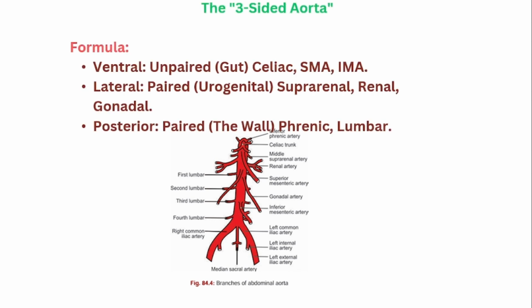What about the 3-sided aorta? It's like a formula or map to memorize the branches of the aortic tree. Ventral, unpaired: they supply the gut. Celiac artery, superior mesenteric artery, inferior mesenteric artery. Lateral, paired, urogenital: suprarenal, renal, gonadal. Posterior, which is paired: phrenic and lumbar.